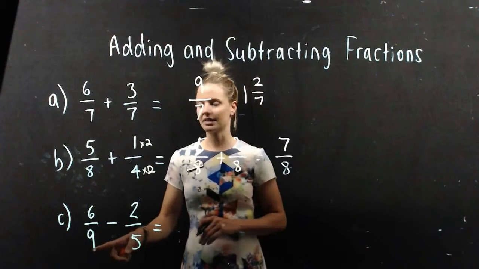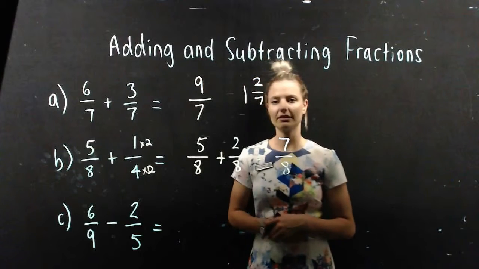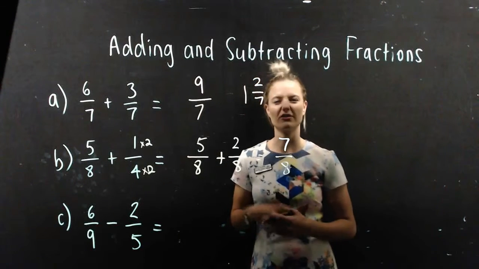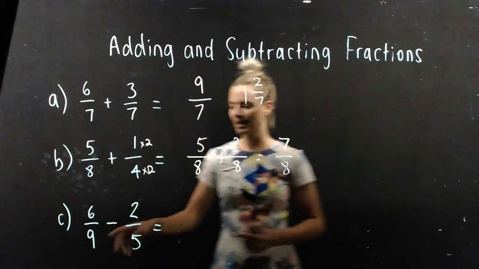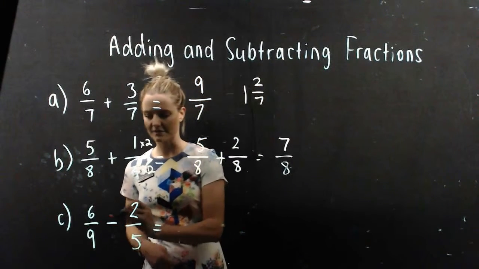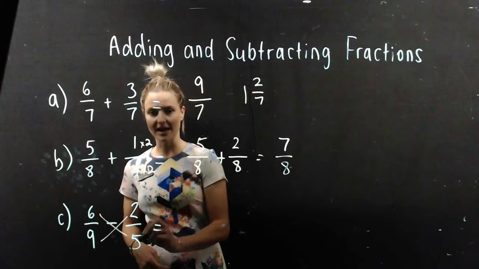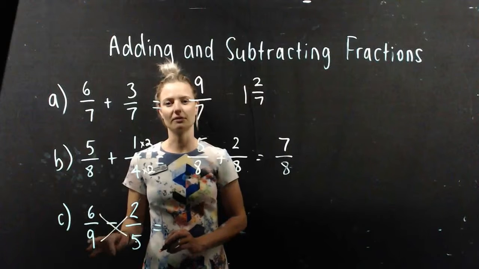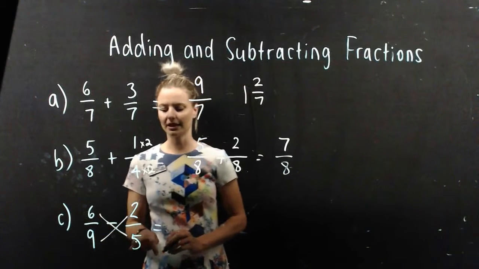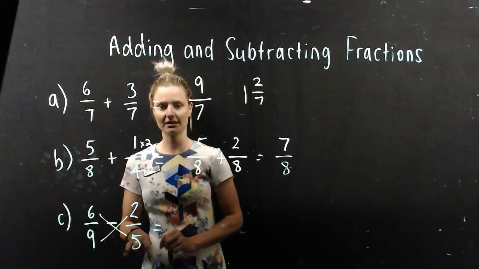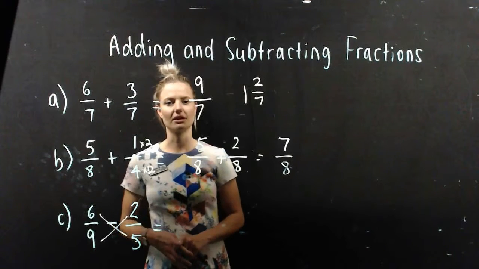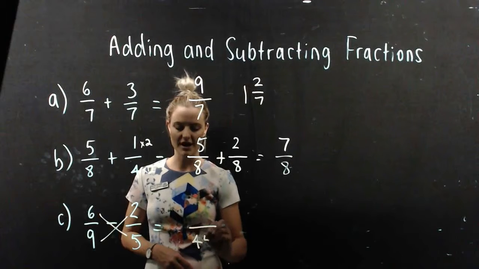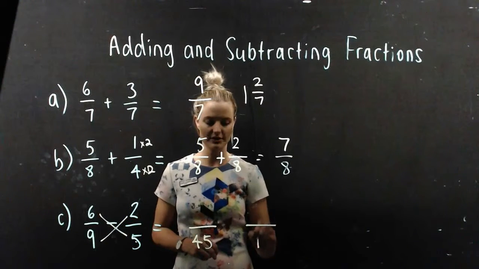Finally, we've got 6/9 minus 2/5. Are the denominators the same? No, they're not. We need to think of the lowest common denominator. In this case, we can consider perhaps multiplying 6 by 5 and 9 by 5 to reach a denominator of 45. Similarly, we can multiply this fraction by 9. 5 times 9 would also reach that denominator of 45. So I'll make the denominator 45, knowing that both 9 and 5 fit into it.